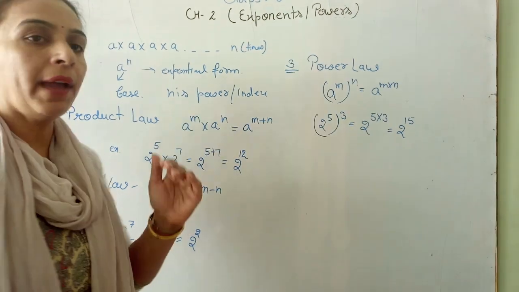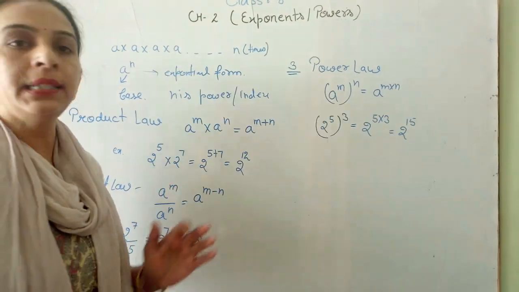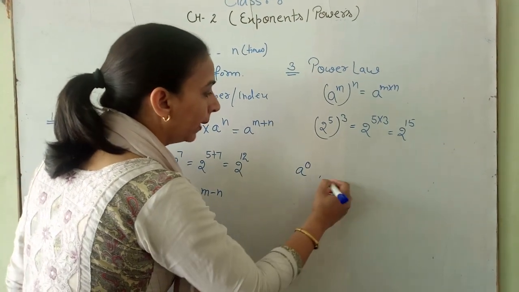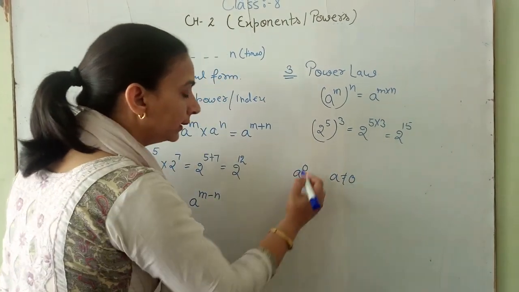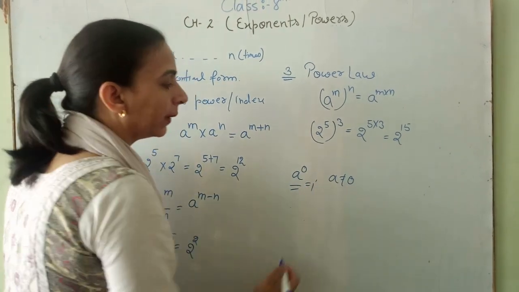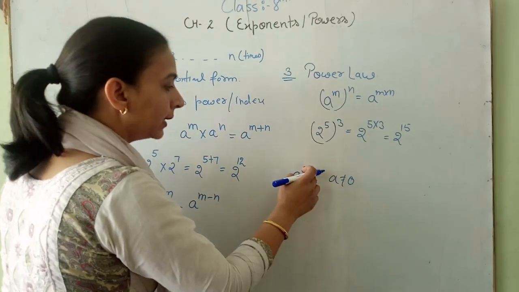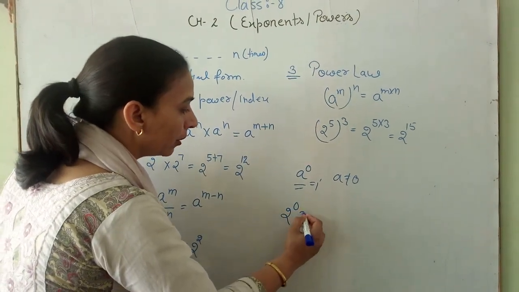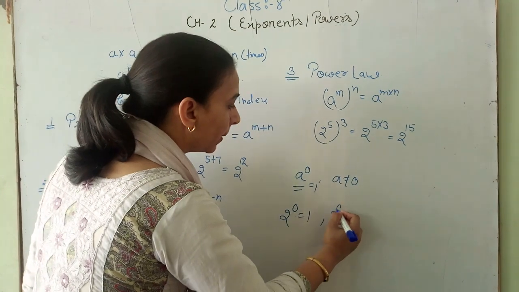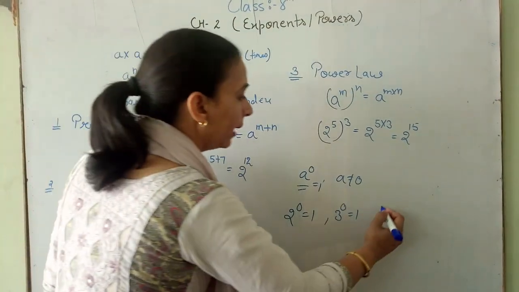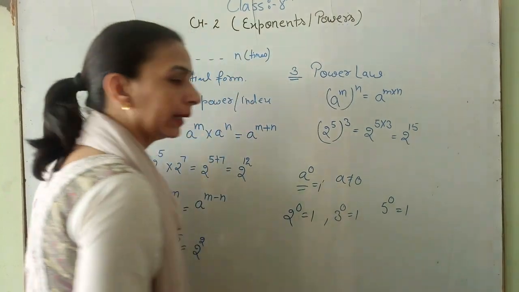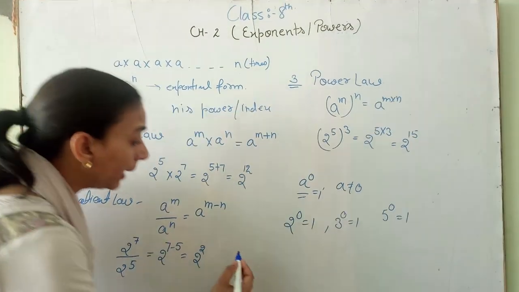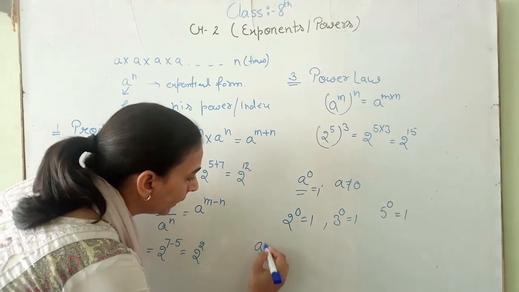Next, students, if any number a raised to the power 0, where a is not equal to 0, then this number is equal to 1. Any number raised to the power 0 is equal to 1. For example, 2 raised to the power 0 is 1, 3 raised to the power 0 is 1, 5 raised to the power 0 is 1. Clear, students?